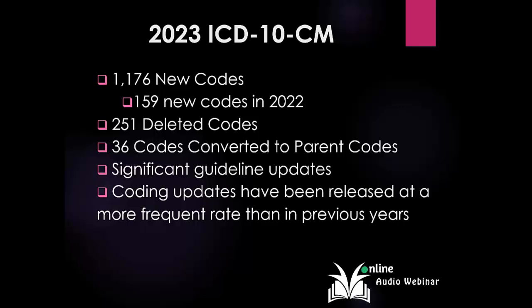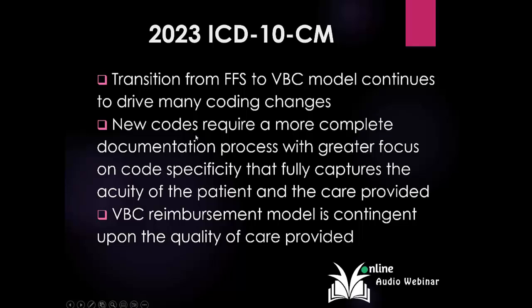So we've got 1,176 new codes, lots and lots of changes for 2023. We've got 251 deleted codes, 36 codes that were converted to parent codes, and then we have significant guideline updates. So the transition from the fee-for-service payment methodology to value-based care is continuing to drive many of our coding changes.